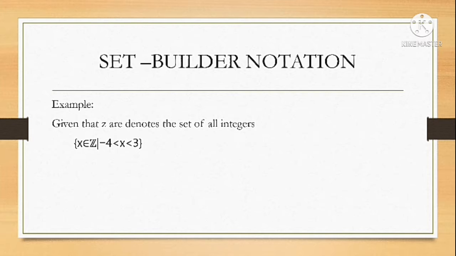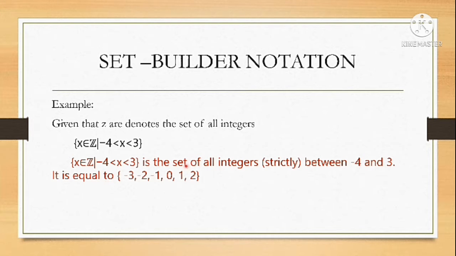An example of set-builder notation, given that Z denotes the set of all integers. This is the set of all elements x in the set of all integers such that x is greater than -4 but less than +3. This is the set of all integers between -4 and 3. It is equal to -3, -2, -1, 0, 1, and 2.